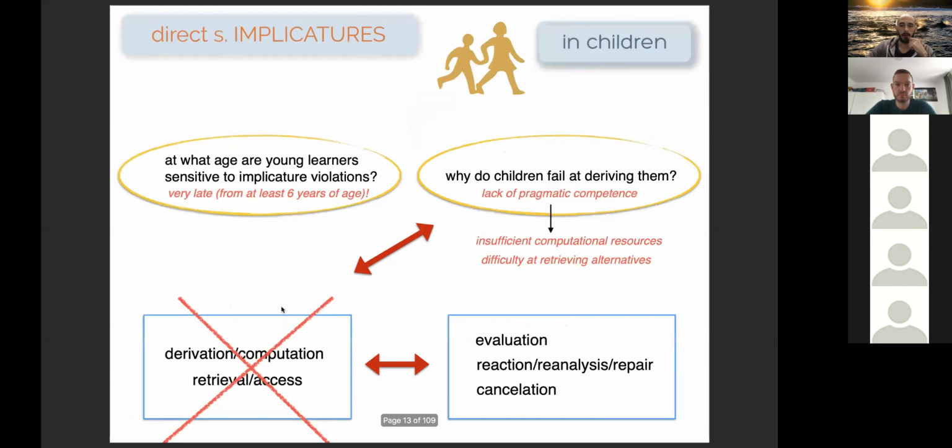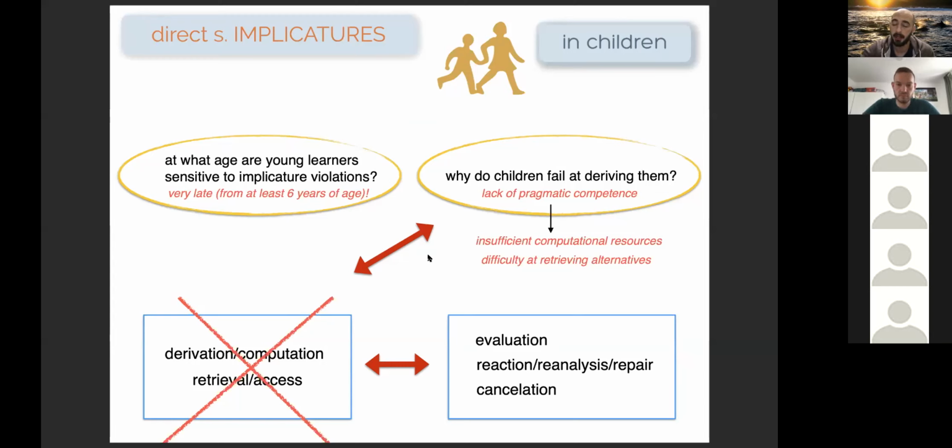Okay. So now we are also experts in the acquisition of implicatures. So that's great. I don't have to explain these things anymore because you know this better than me, right? So we've seen a lot of experiments exploring why children are so bad at deriving scalar implicature. And the initial hypothesis was that they did not have the pragmatic competence.